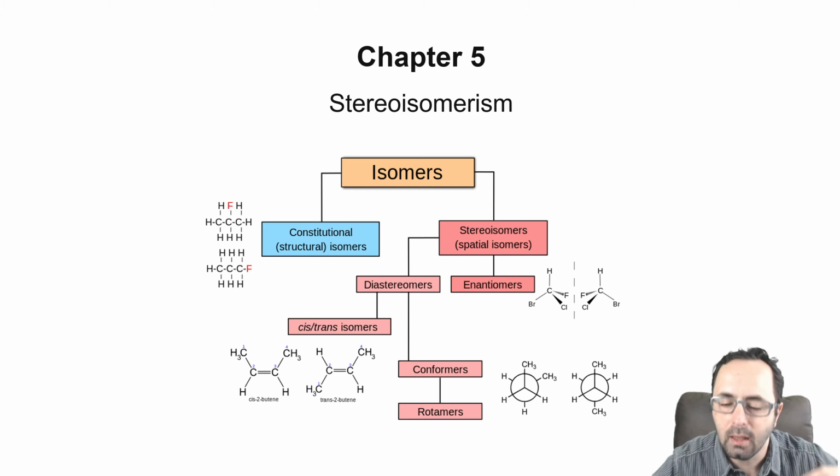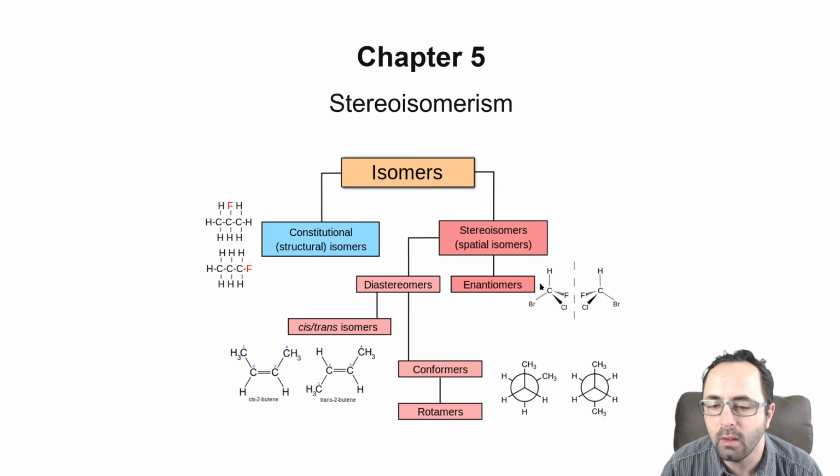Okay, and so we're going to talk about these types of isomers now and what this means for a molecule when it has this kind of isomerism. Another type of stereoisomer is a diastereomer. We're going to see that enantiomers have mirror images like we see here. They're mirror images of one another.